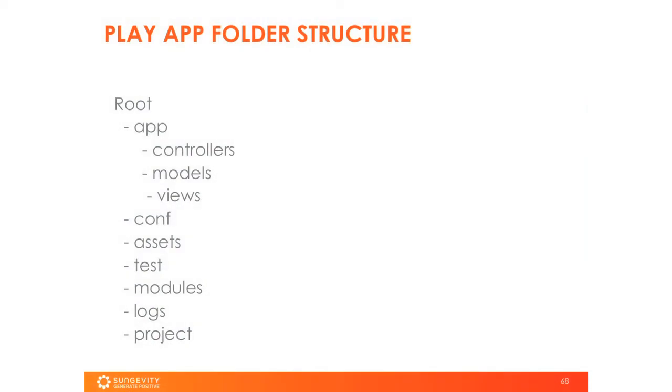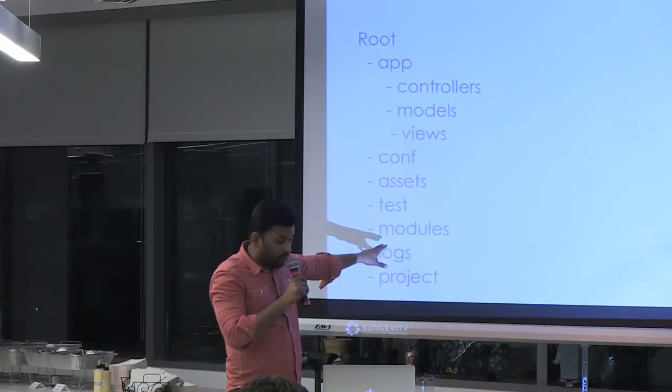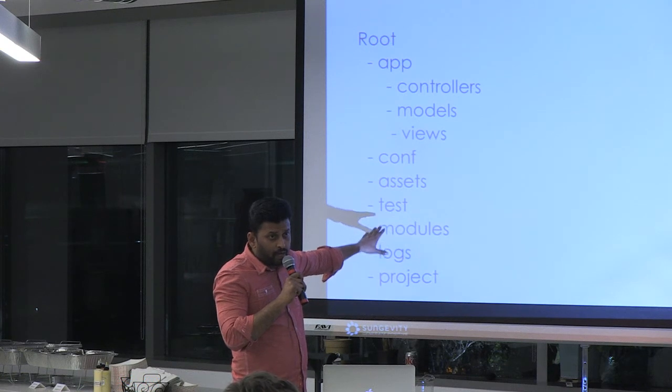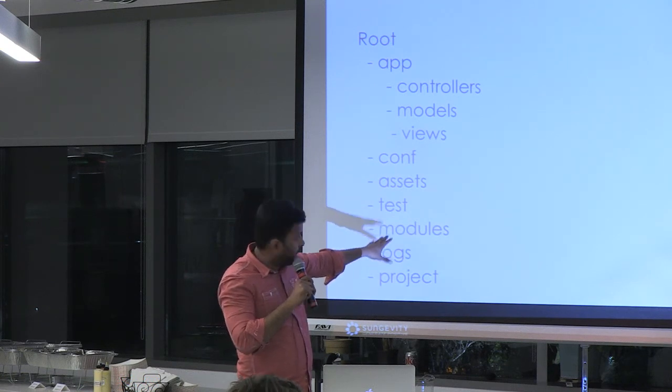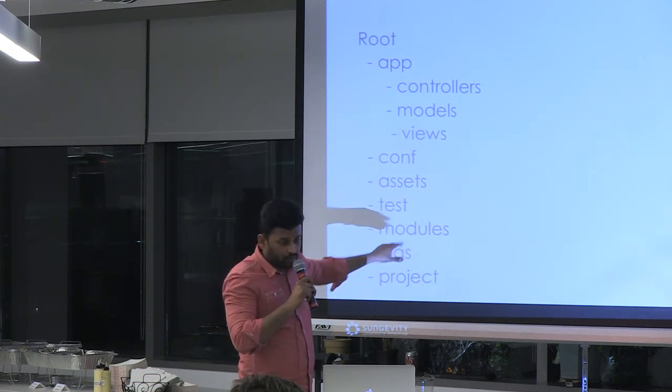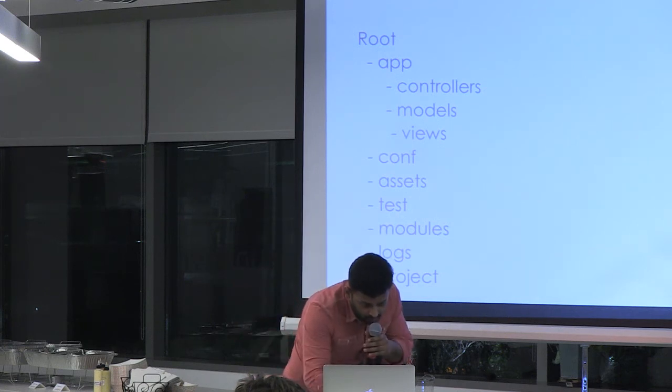So this is the typical Play app folder structure, as you know. So the root app has controller, model, view, MVC. We have a conf folder. If you see, there is a folder called modules. So Play supports submodules. You need to create your modules under the modules folder.